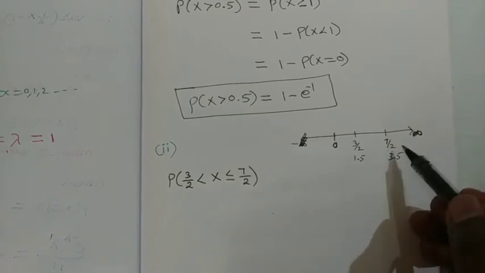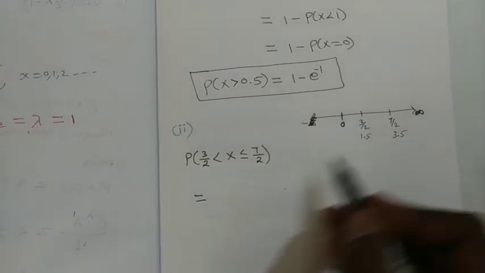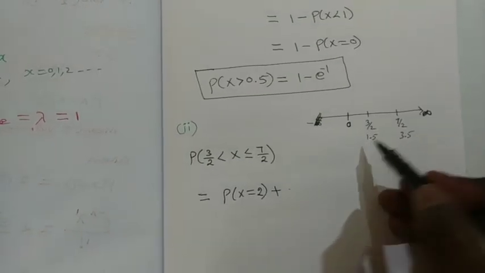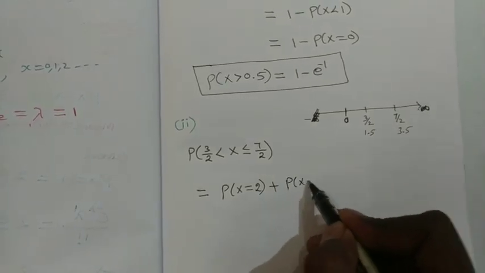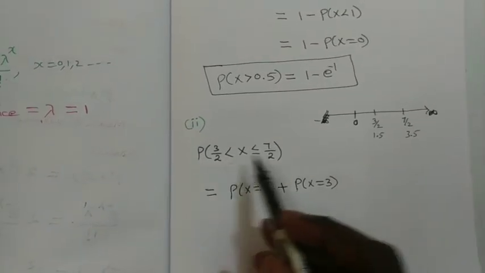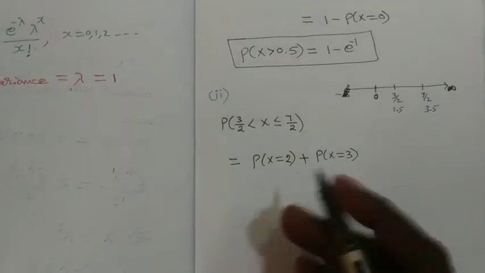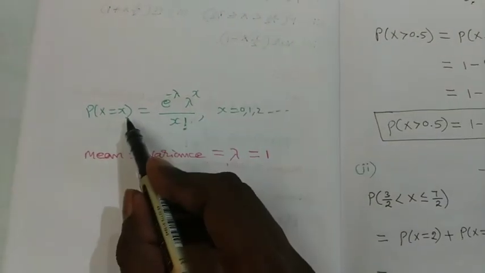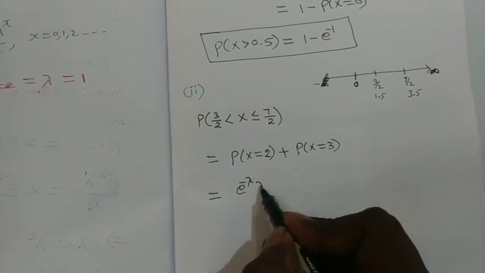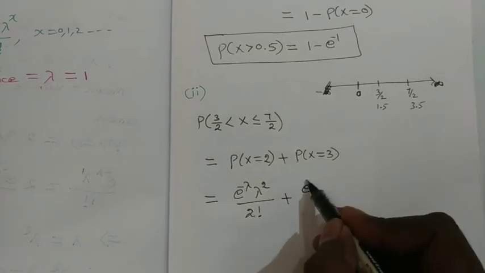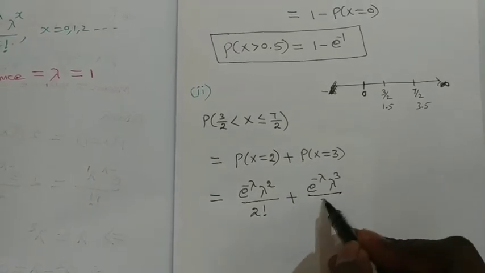So the next value after 1.5 is 2, so P of x equal to 2, plus the next value, 3, P of x equal to 3. The next value is 4, but it is out of the range. So only the values 2 and 3 lie in between. Now in the Poisson distribution, put x equal to 2: e power minus lambda, lambda power 2 by 2 factorial, plus for 3, e power minus lambda, lambda power 3 by 3 factorial.